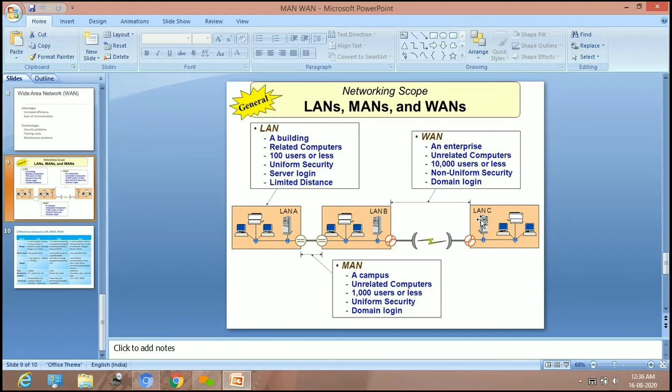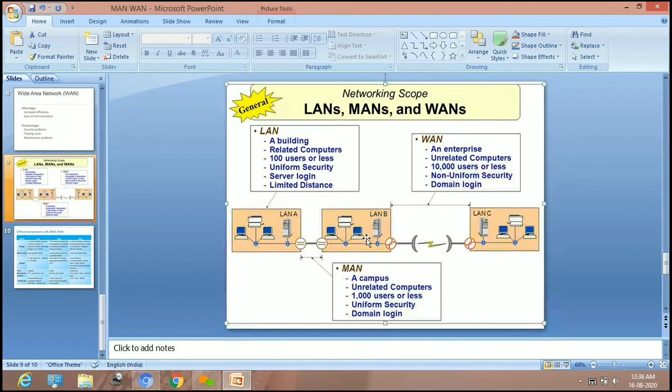Then if we talk about the WAN, the distance increases, as you can see here in the slide, and the number of LANs increases, right? Then it can be conducted within an enterprise. The computers are unrelated. The number of users has increased to 10,000, but there is a loss, that is non-uniform security, because the distance has increased.